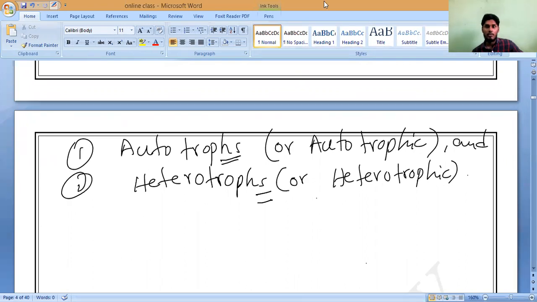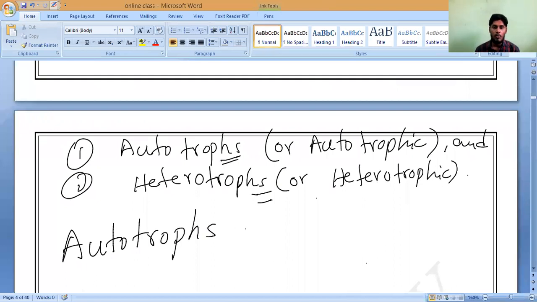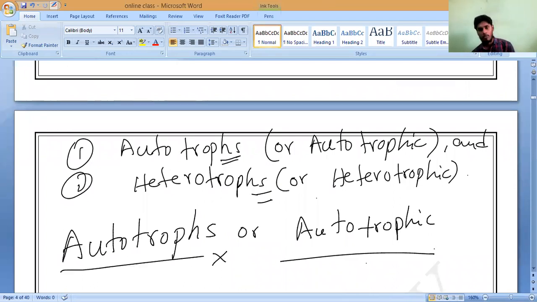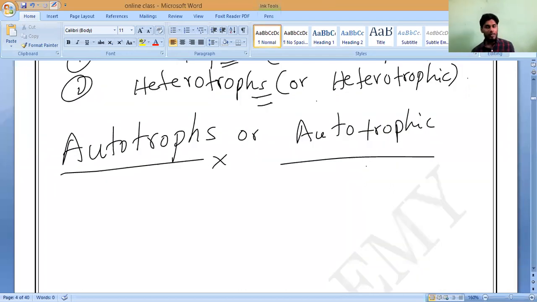Make it fast. What is the first mode of nutrition? Autotrophs. Autotrophs are also called the autotrophic mode of nutrition. So you may understand by using this word itself. What is the meaning of autotrophs or the autotrophic mode of nutrition? Anybody?